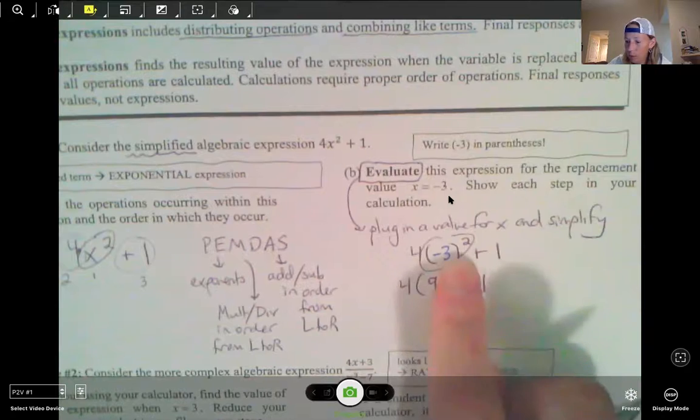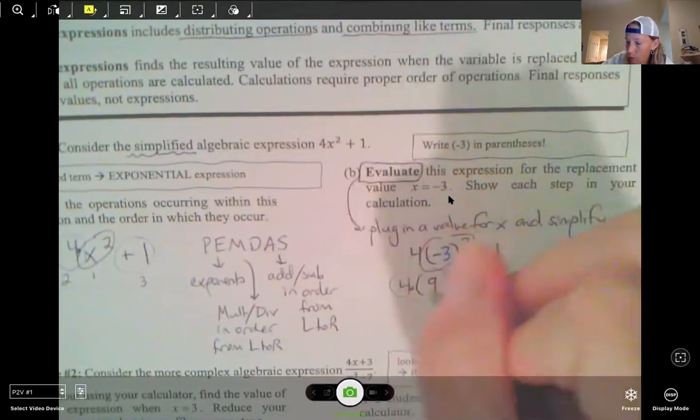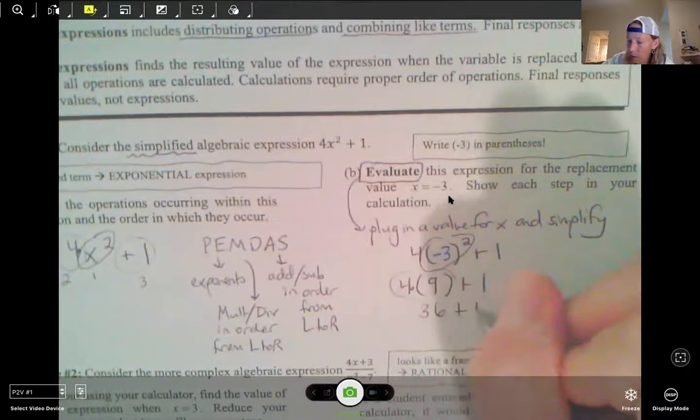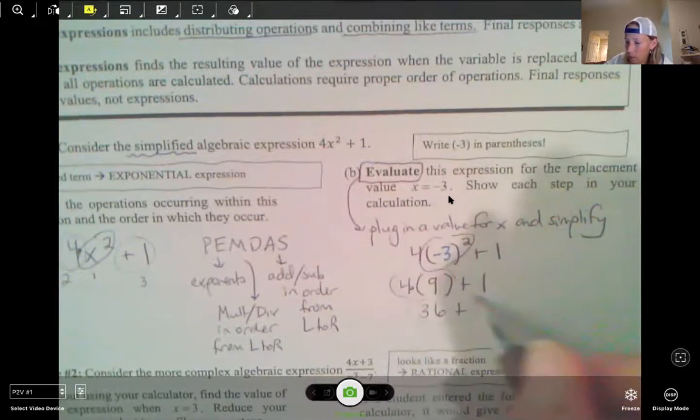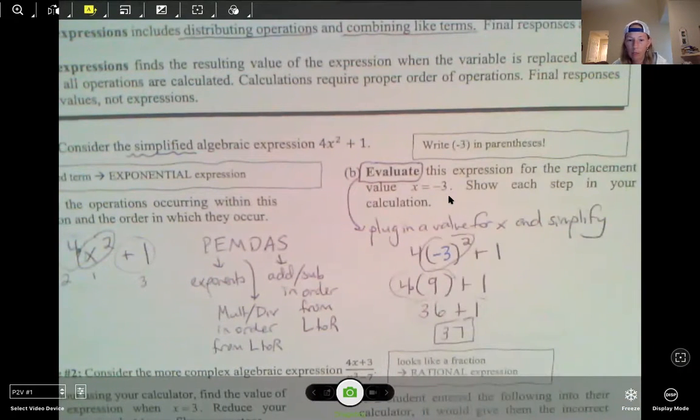Okay, so exponents is our first step. Then we do our multiplication. So 4 times 9 is 36. And then the last thing we do is our addition, which gives us an answer of 37.